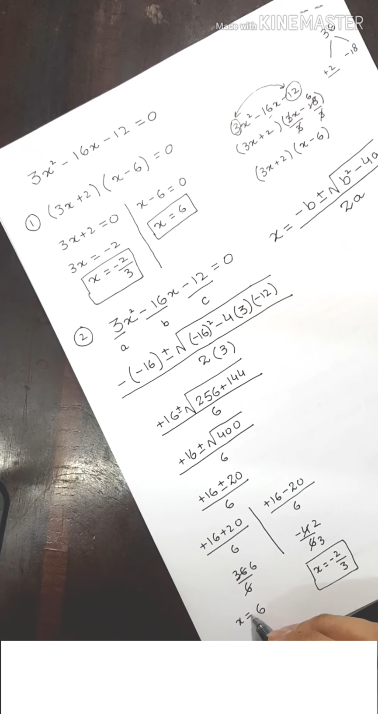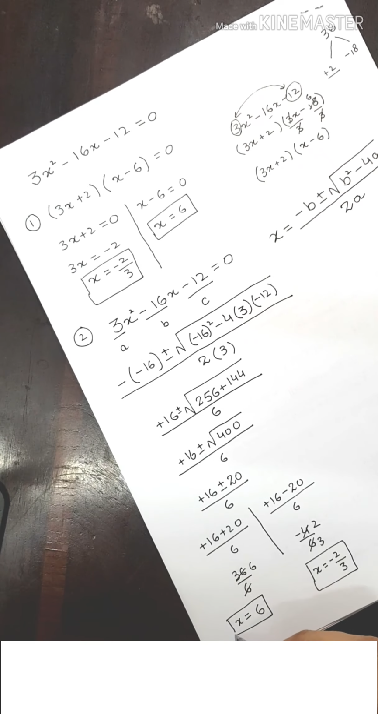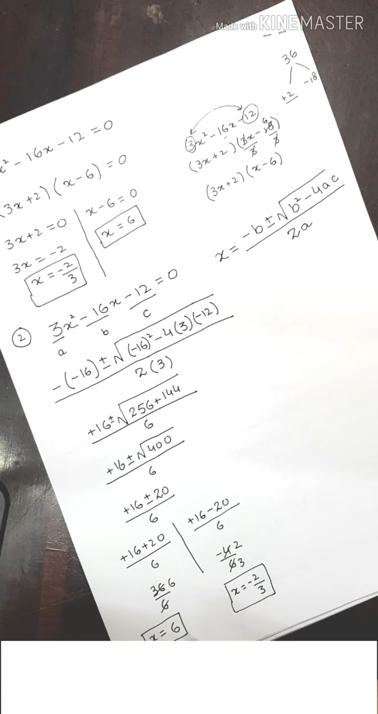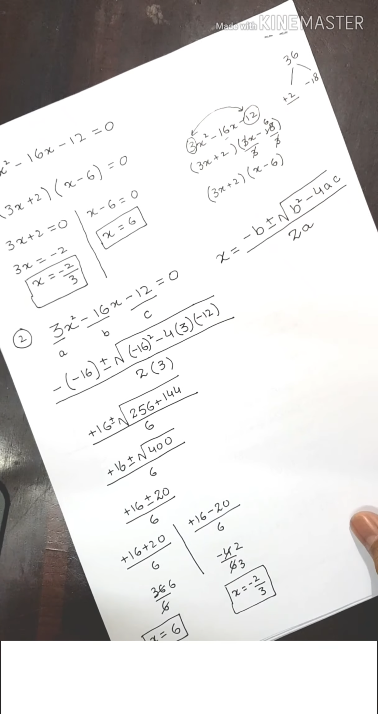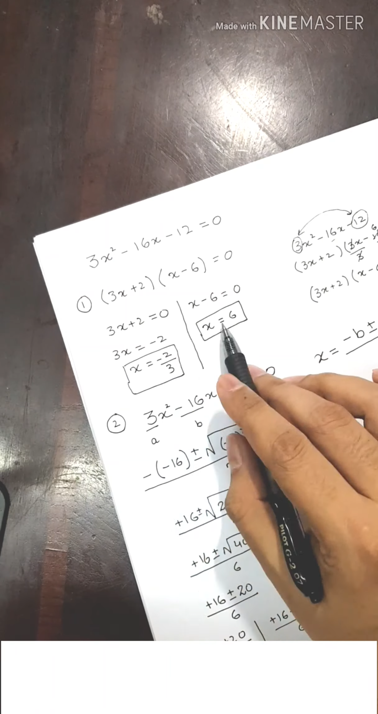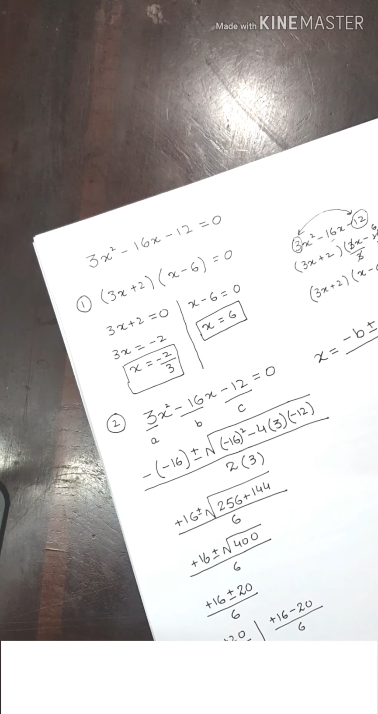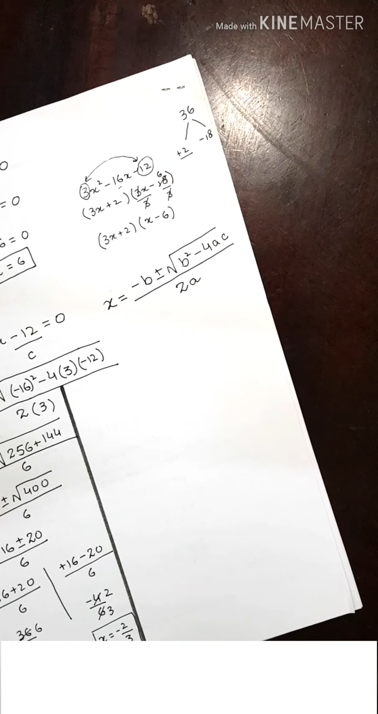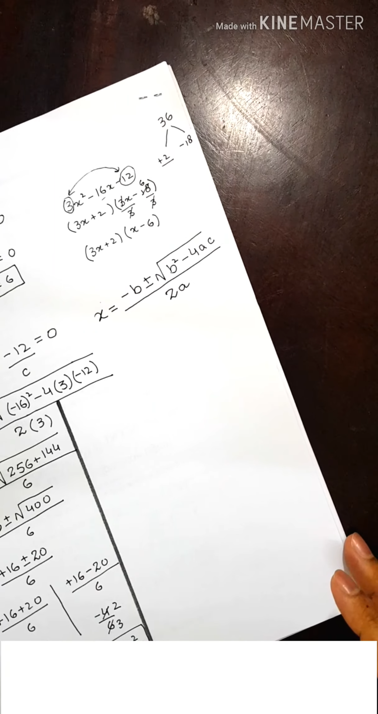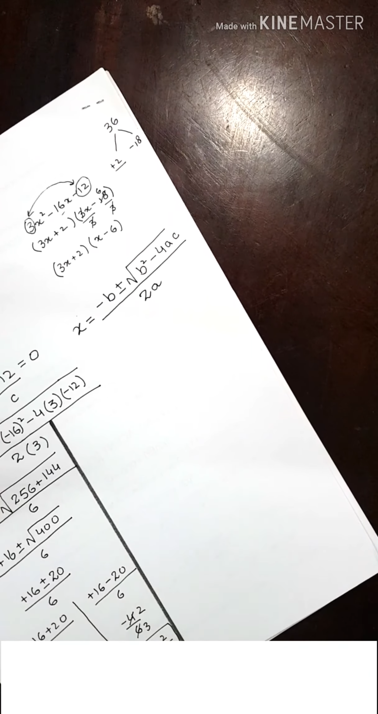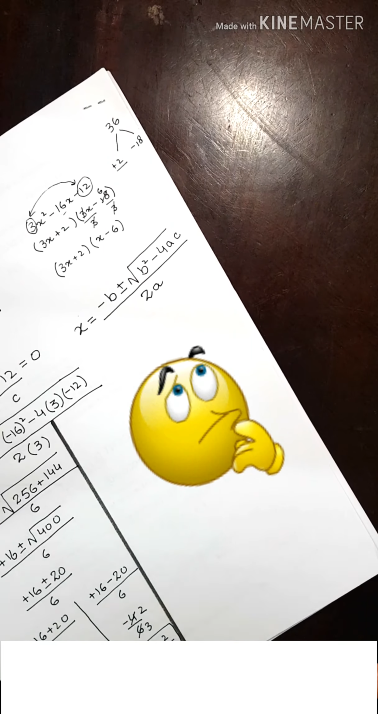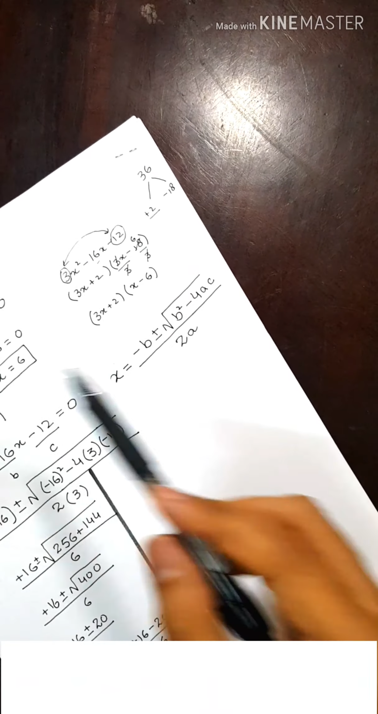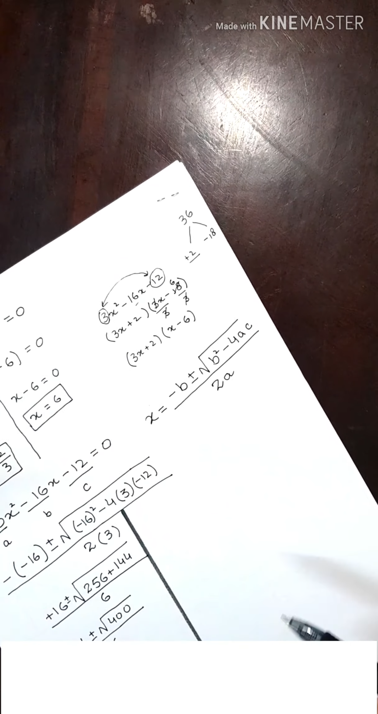So you can see that with the help of the quadratic formula, we are having the same answer that we got from our first method, factorization. Let's discuss the third method, the completing the square method, which is the most problematic method for most of the students, especially whenever you have a coefficient with x square.